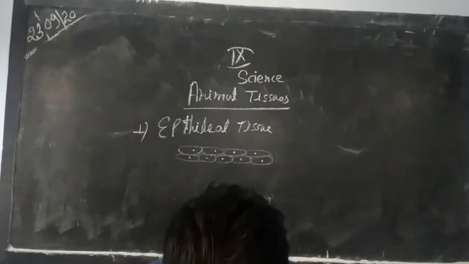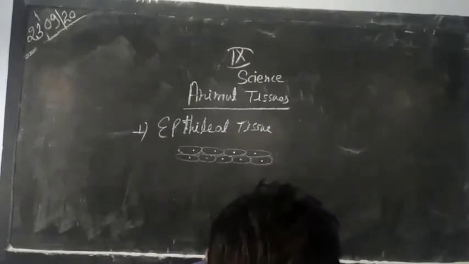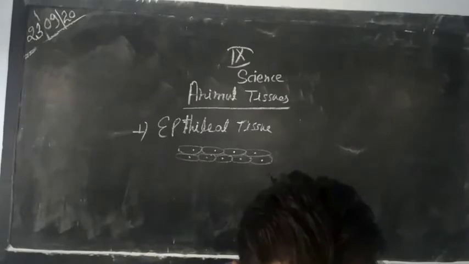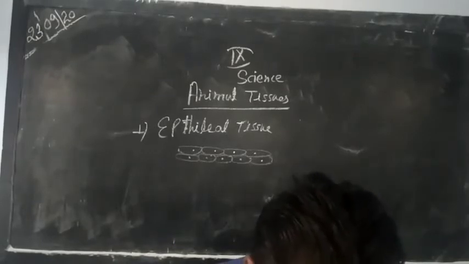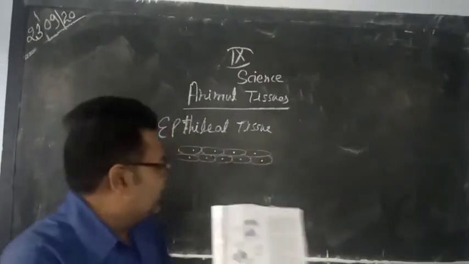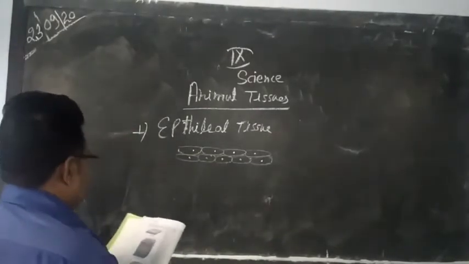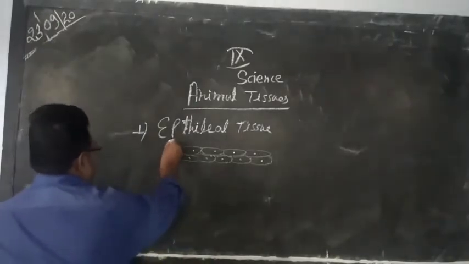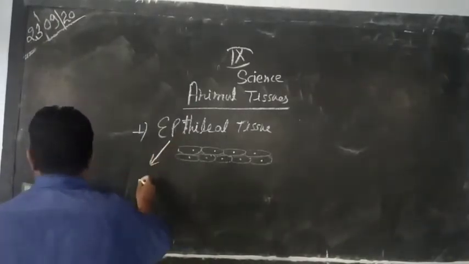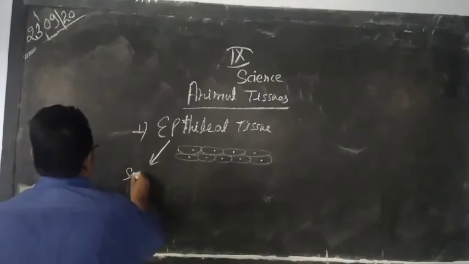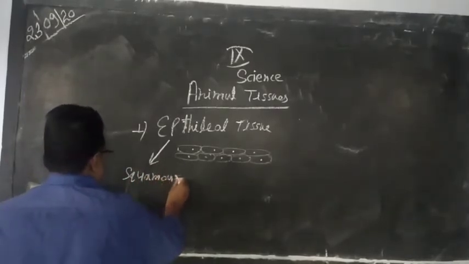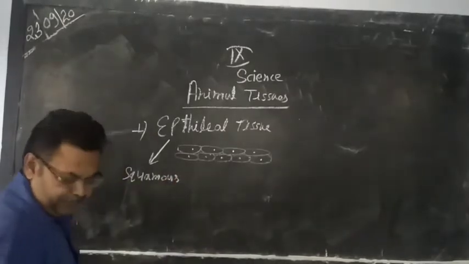Different types of epithelial tissues are known. Let's see them with the help of diagrams. First one is squamous, the division of epithelial tissue. First one is squamous epithelial tissue.